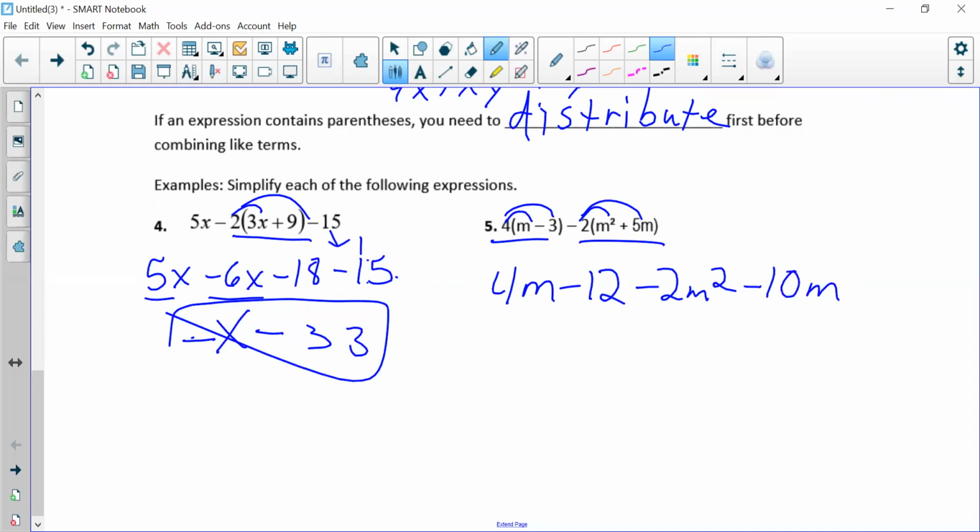All right. Now we get to combine like terms. Let's start with our biggest order one first. That means this exponent. So minus 2m squared. I don't have any more squareds. Now I'm going to do the m's. So 4m minus 10m gives me negative 6m. And then the constant, which is negative 12.